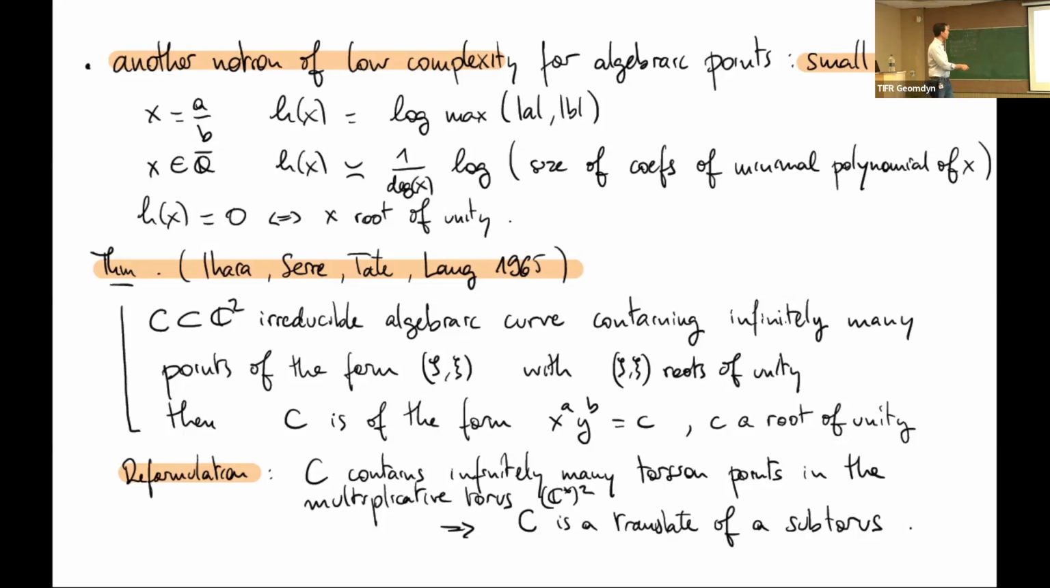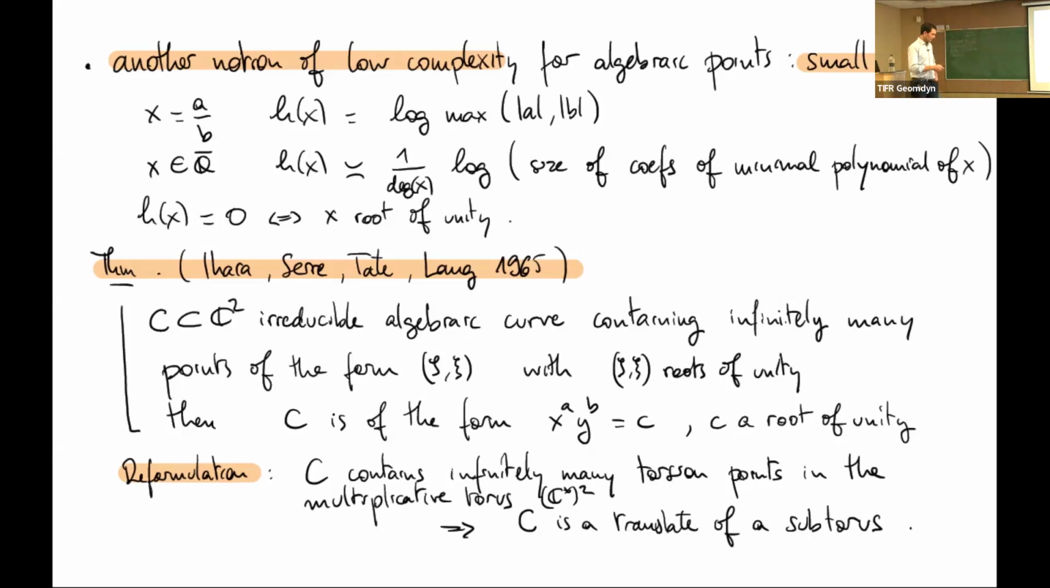And of course, conversely, if you look at this equation and you put X a root of unity, it's clear that Y will also be a root of unity. So it's clear that these curves do contain many points with coordinates roots of unity. And the theorem is that the converse is true. One remark here is that there's a group structure involved. These roots of unity are torsion points in the group C star times C star. So there's this group structure which is involved and which will appear in the next slide.